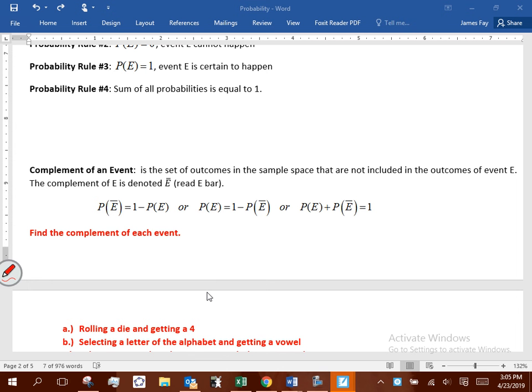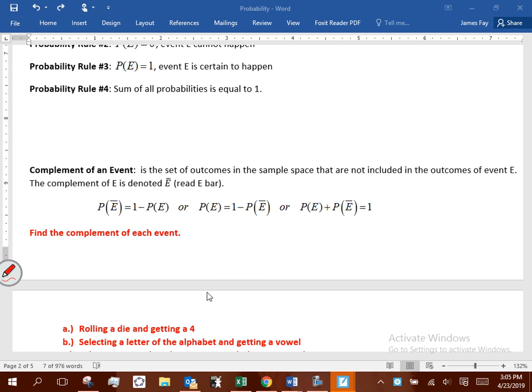What do they add up to? 90. If I tell you one angle is 30, what's the other one? 60. It's everything else that got me to the total of 90, right? So you've seen this word complement before in regards to angles. It's the same thing here. Complement means it's everything else.